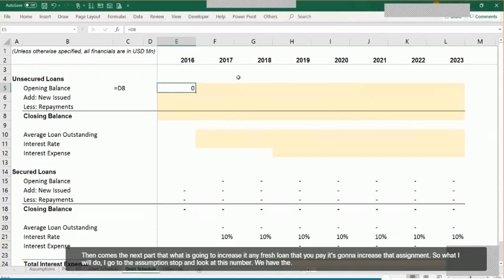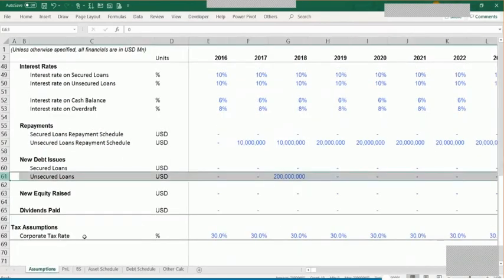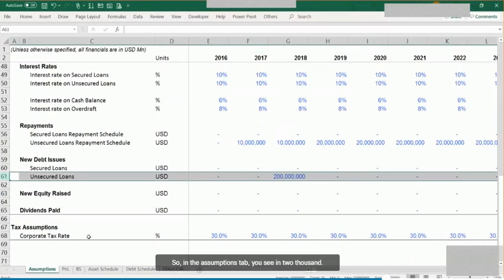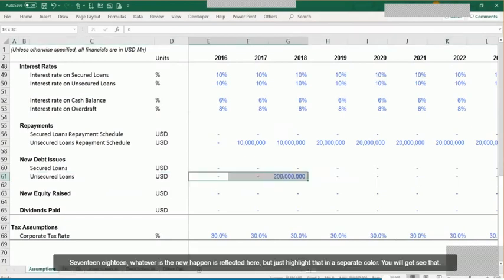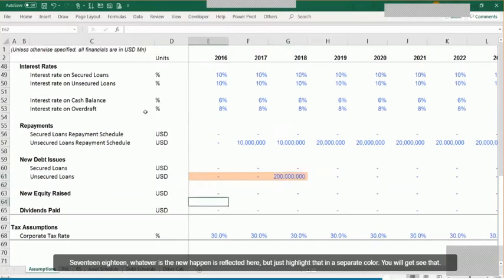Then comes the next part: what is going to increase it. Any fresh loan that you take is going to increase that balance. So I'll go to the assumptions tab and look at this number. We have the debt issuance in row number 61. In 2016, 17 and 18, whatever new debt issuance has happened is reflected here. If I highlight that in a separate color, you'll see that there is a $200 million loan that we are taking in 18, but there isn't anything reflected in 16.